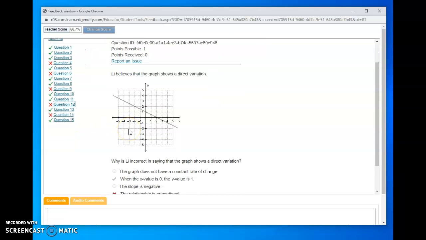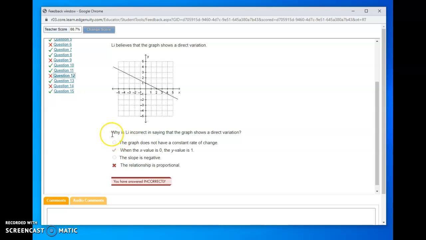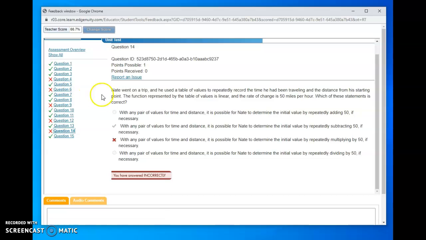Lee believes the graph shows a direct variation. Why is Lee incorrect in saying the graph shows a direct variation? So right here, when the x is 0, the y value is 1, because remember it needs to go through 0, 0 in order for that to make sense, and it doesn't. It goes through 0, 1.